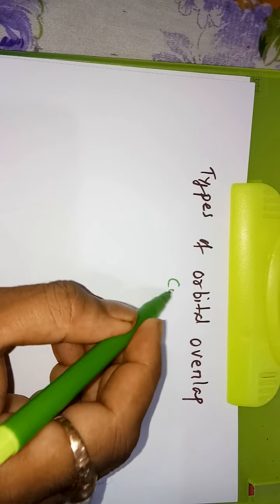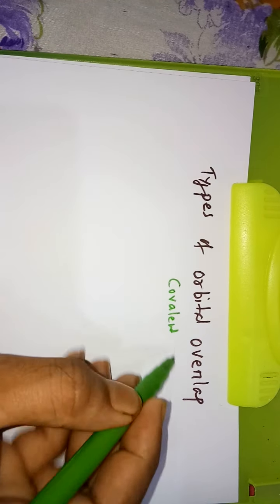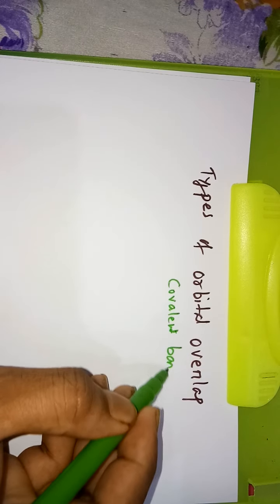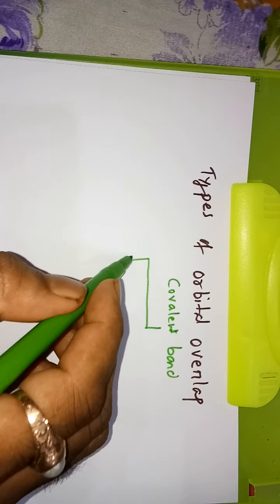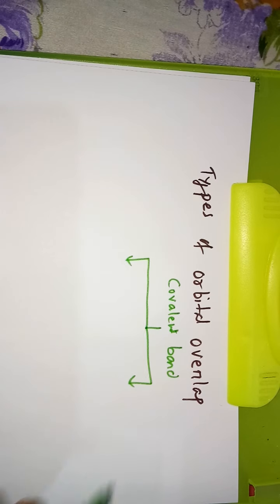Today we will start types of orbital overlap. Depending upon the types of overlapping, covalent bonds are generally of two types. One is your sigma bond, another one is pi bond.